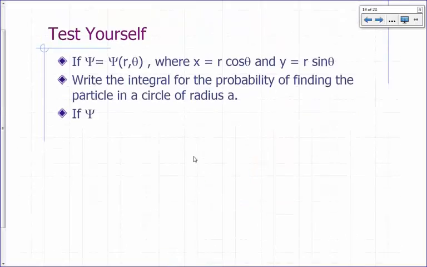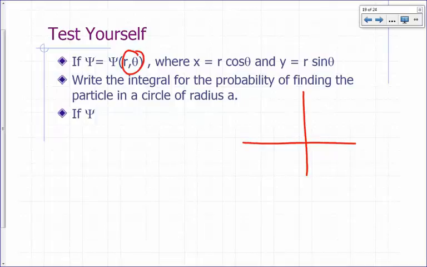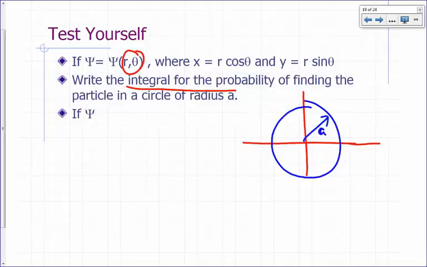All right, let's take a look at this one. If psi is a function of r and theta, sometimes it's more convenient to express psi as a function of polar coordinates rather than Cartesian, especially if you're dealing with a problem that has circular symmetry. So here we're interested in finding the probability of a particle in a circle of radius a. Okay? So in these cases, it would be more convenient to use, instead of x and y, r and theta.